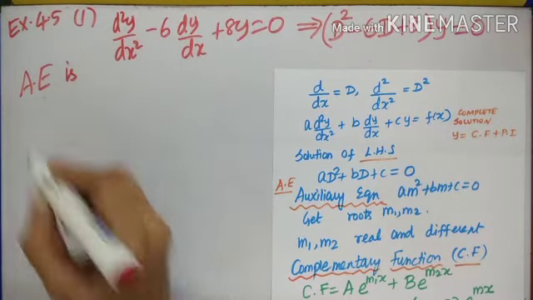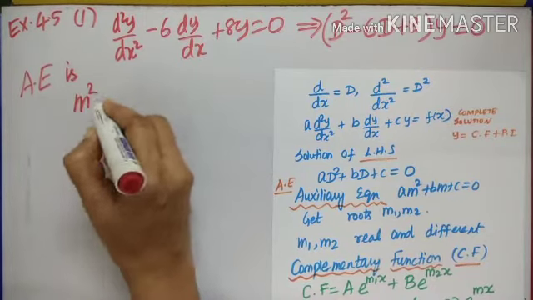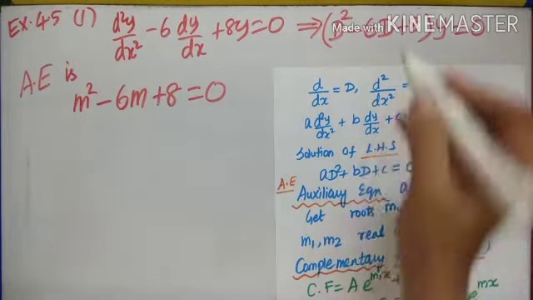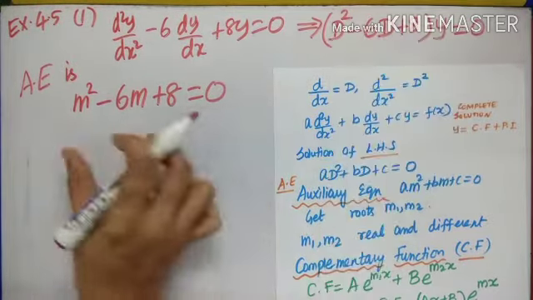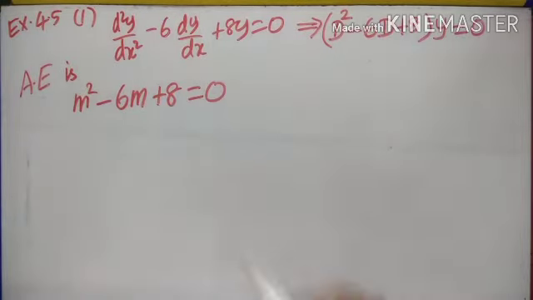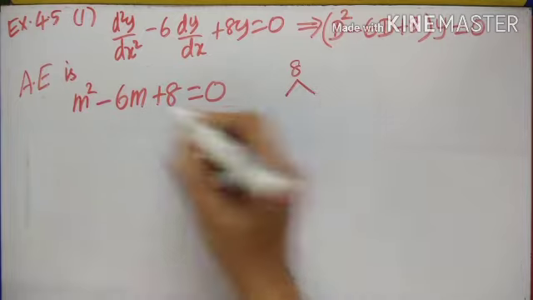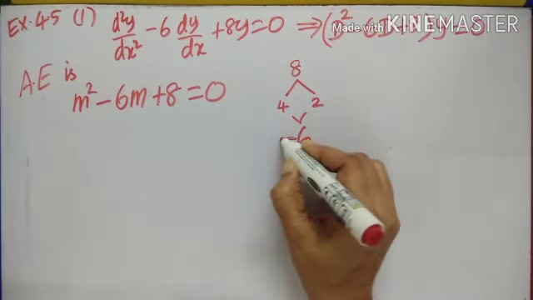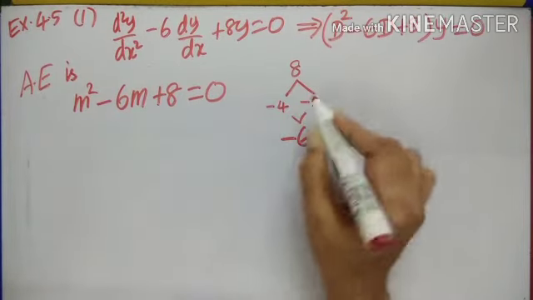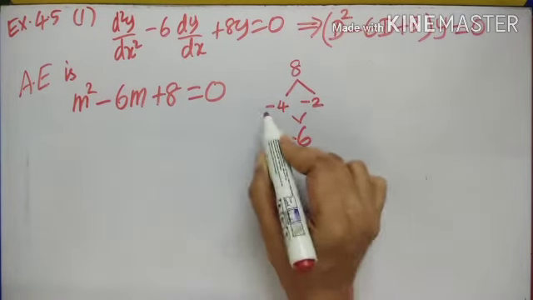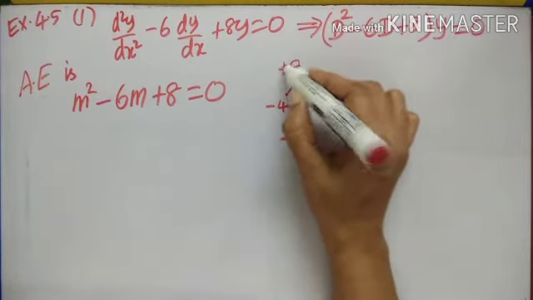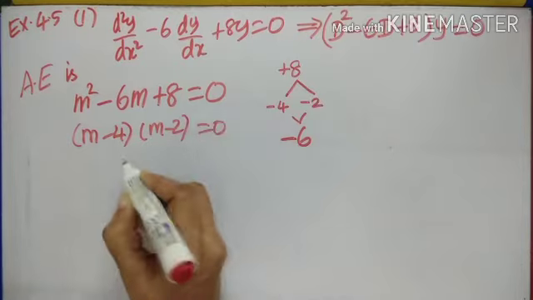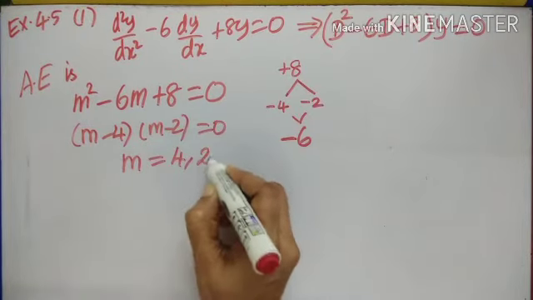How to write the auxiliary equation? D square becomes m square, D becomes m, the constant stays as it is. We should not write y, only the quadratic factor in the bracket. Solve for it. Factorization will help. Product 8 and sum minus 6: 4 twos are 8, and minus 4 minus 2 is minus 6, minus into minus is plus, 4 twos are 8. So I get (m minus 4)(m minus 2) equals 0, that is m equals 4, 2.